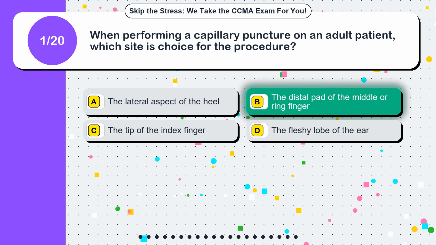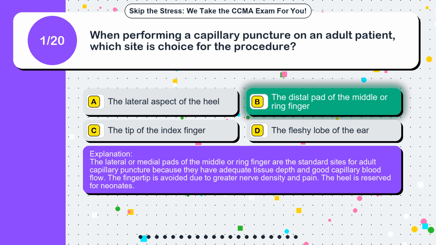The correct answer is option B. The distal pad of the middle or ring finger. The lateral or medial pads of the middle or ring finger are the standard sites for adult capillary puncture because they have adequate tissue depth and good capillary blood flow. The fingertip is avoided due to greater nerve density and pain. The heel is reserved for neonates.